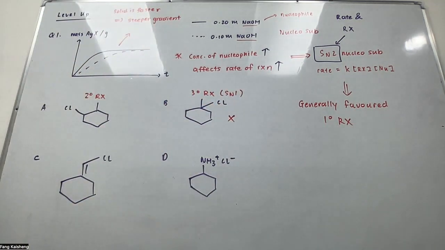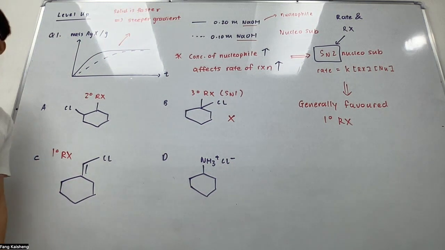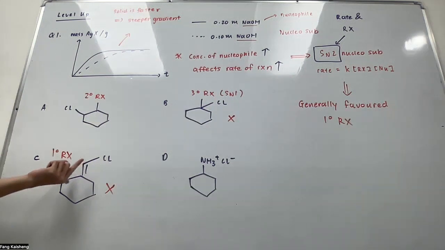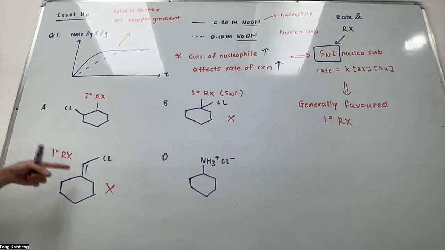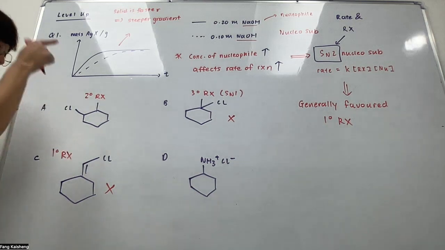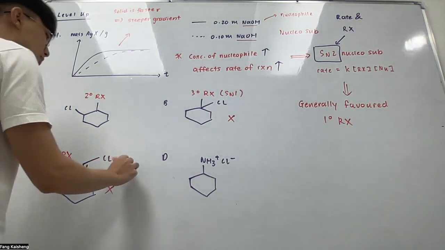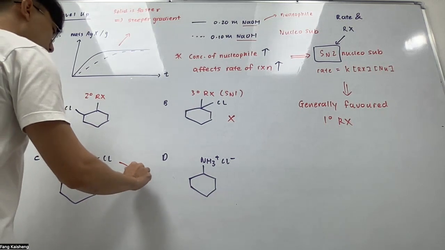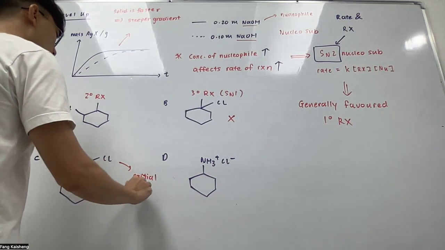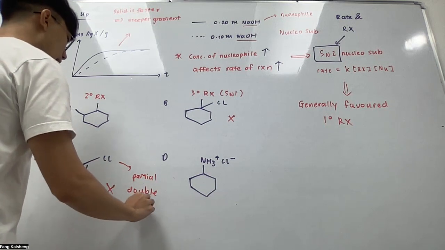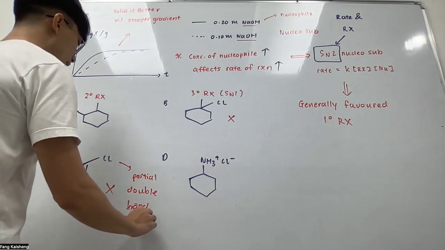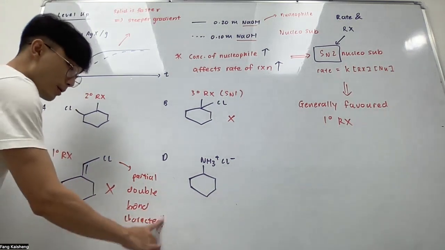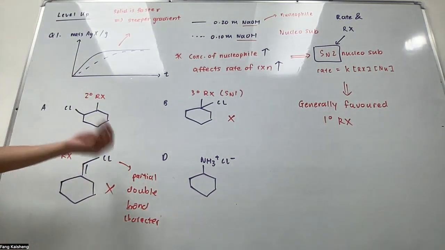Next, C. What is it? Primary. Is this correct? No. Why no? Look closely. What do you observe? The halogen is attached directly to a double bond. We already mentioned what happens with this. When you see anything attached directly to a double bond or benzene, what's the keyword again? Partial double bond character. Every time you see such scenarios and they ask you to explain why, remember first partial double bond character. Then all the keywords will come in from there.